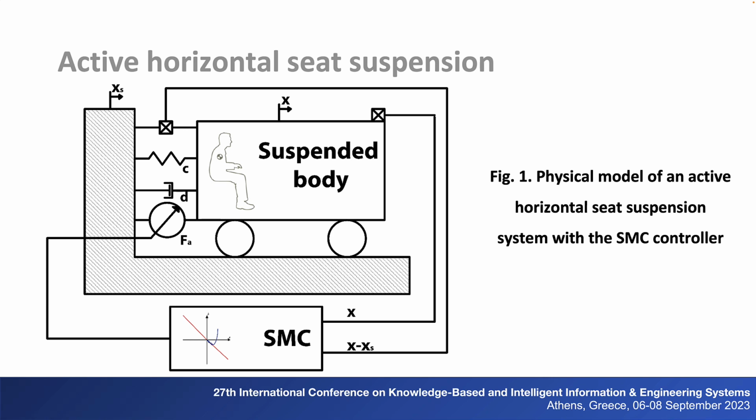Its actual value is calculated by means of the SMC controller, which receives signals from two sensors. The first sensor is utilized to measure an absolute motion of the suspended body X and the second one measures a relative motion of the suspension system. The measured signals are inputs to the controller that realizes the SMC control strategy for each feedback loop. The controller transmits an appropriate signal to the electric actuator that implements the control process in real time.